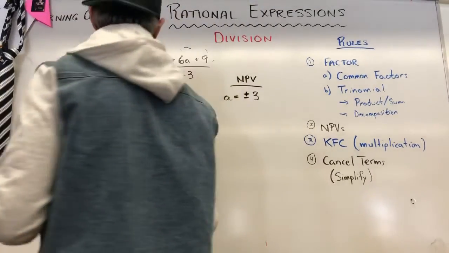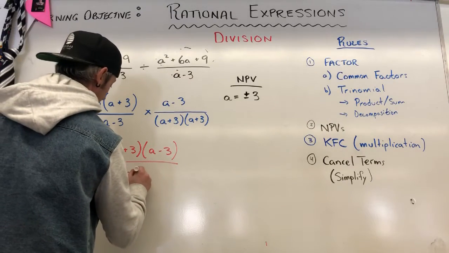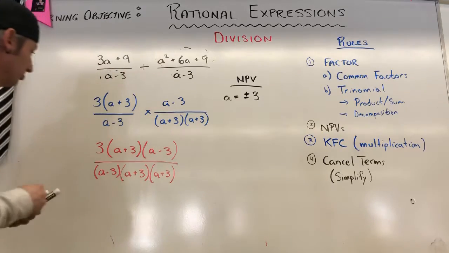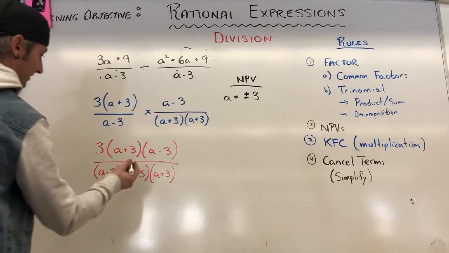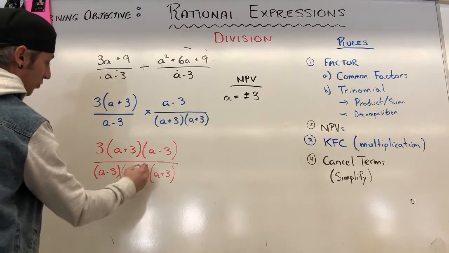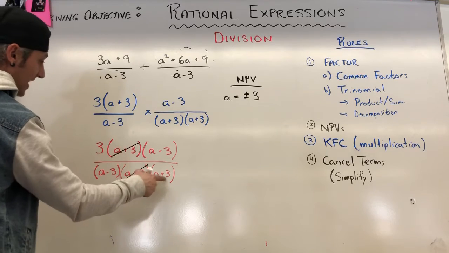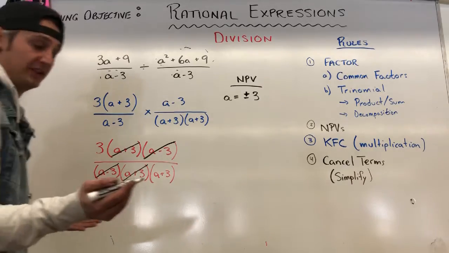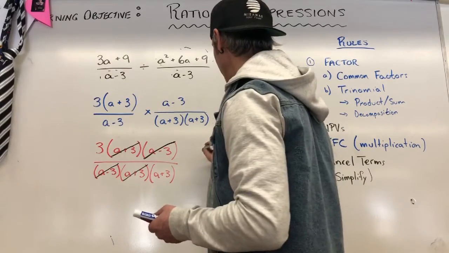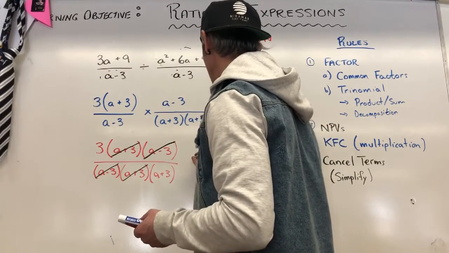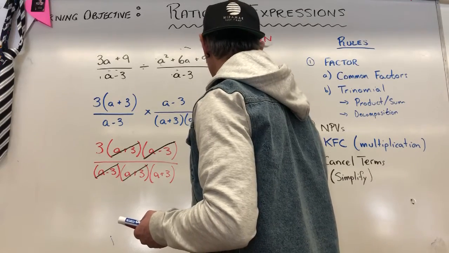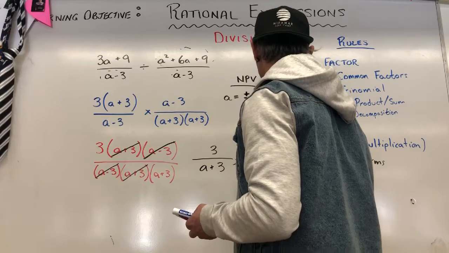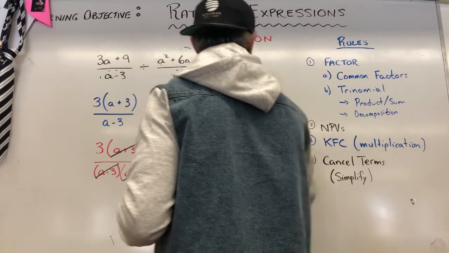Sweet. A minus 3, a plus 3, a plus 3. And I can go ahead and cancel. So I can only cancel one a plus 3 for one on the top. I can't cancel this one too. It's 1 for 1. It's 1 for 1. So I've done that, and then my final answer becomes 3 over a plus 3, where a cannot equal plus or minus 3. That is my answer.